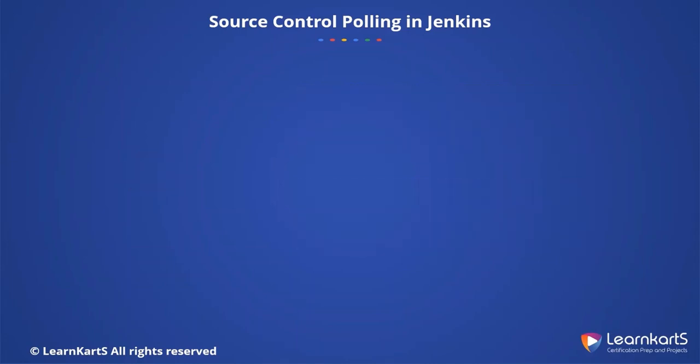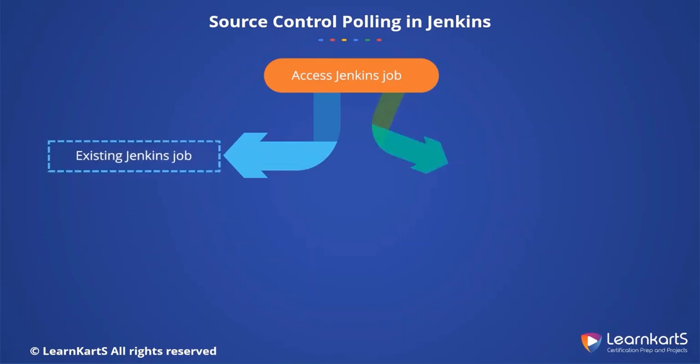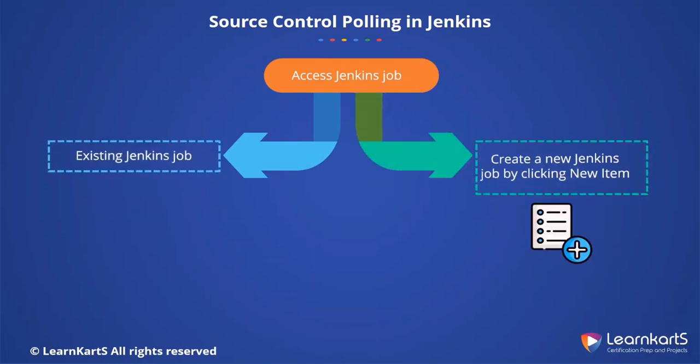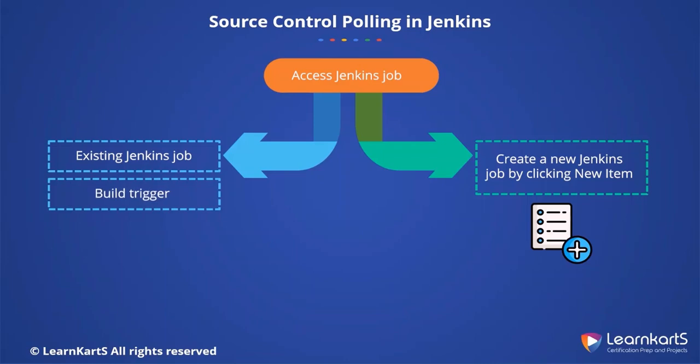In order to configure this setting, all you need to do is access your Jenkins job. If you have an existing Jenkins job, then fine. If you want to create a new Jenkins job, you can click on new item and have a new Jenkins job created. For an existing job, you can just go to the build trigger in the Jenkins job, and there you will be able to see a poll SCM option.